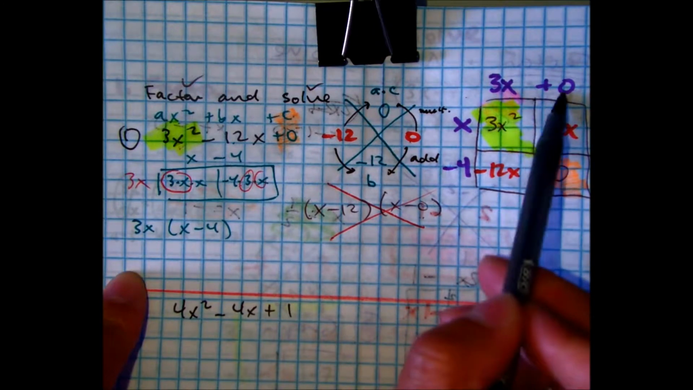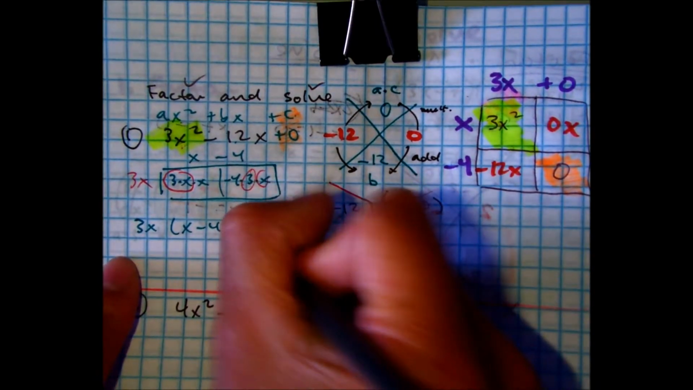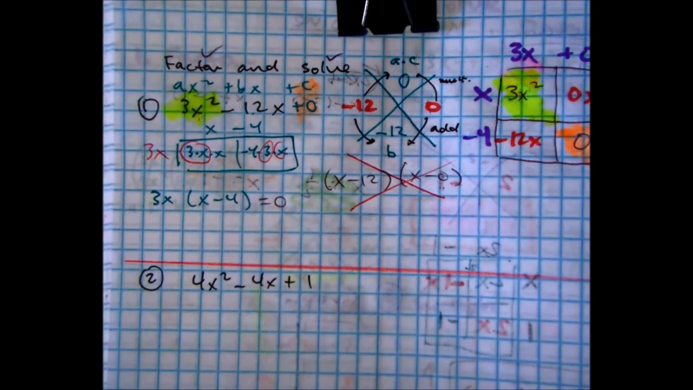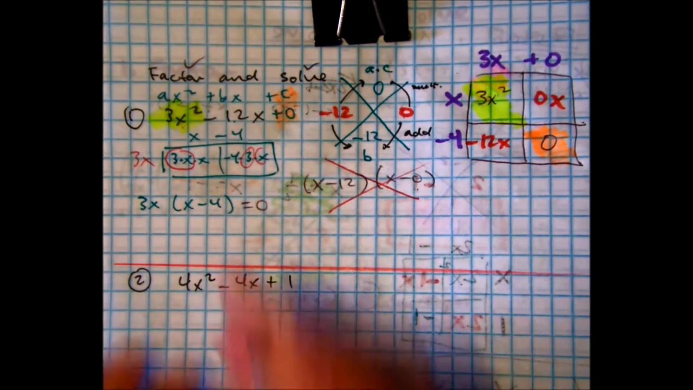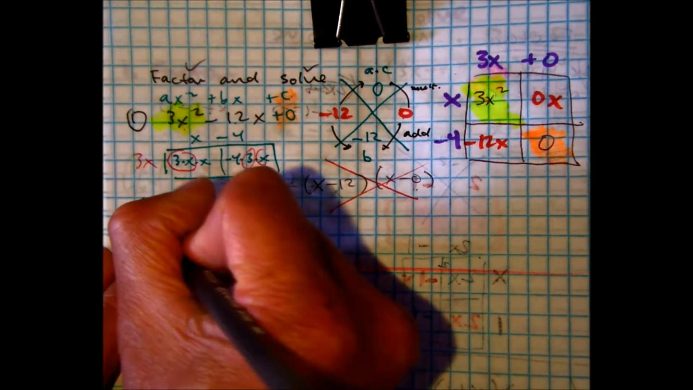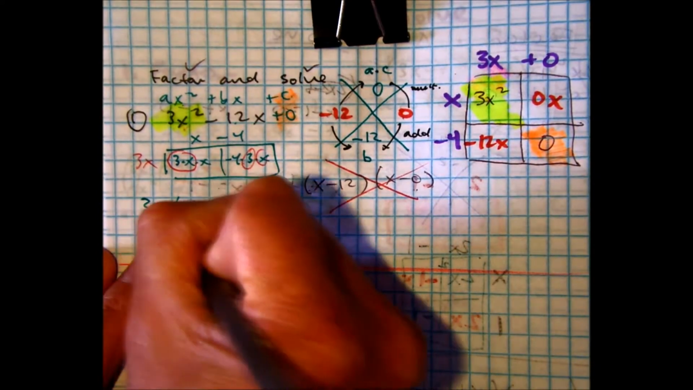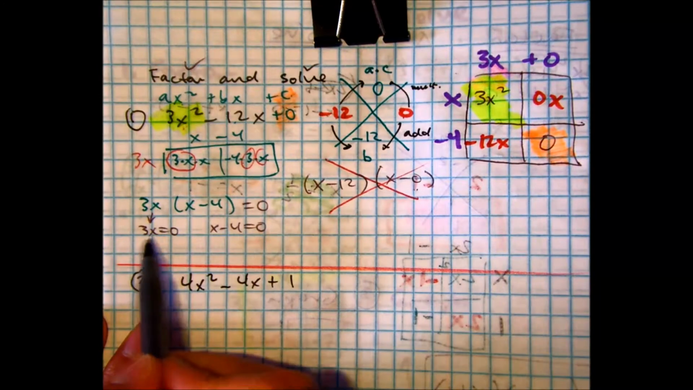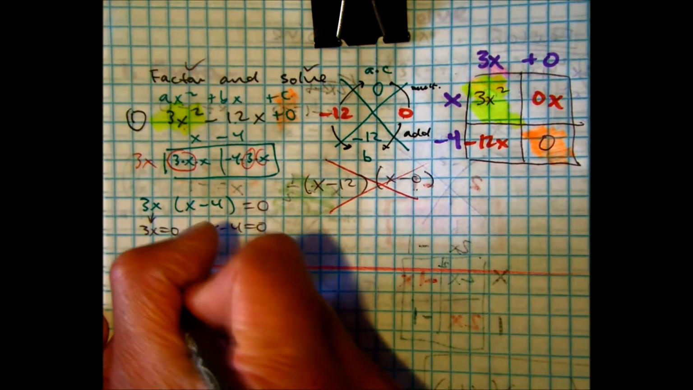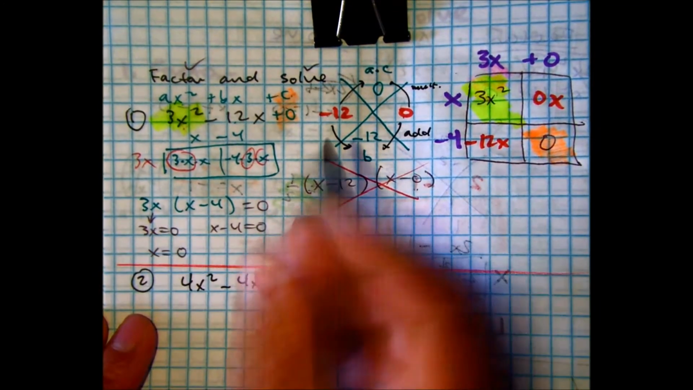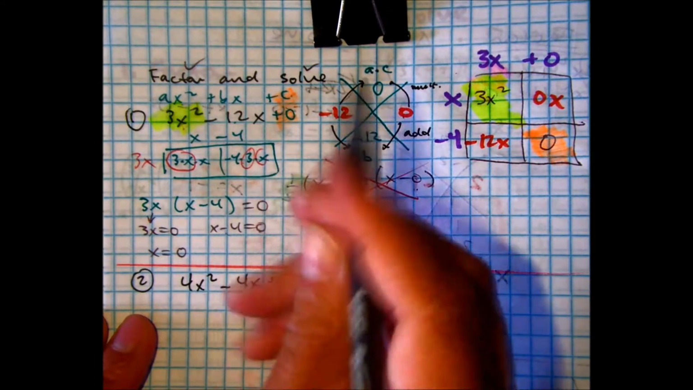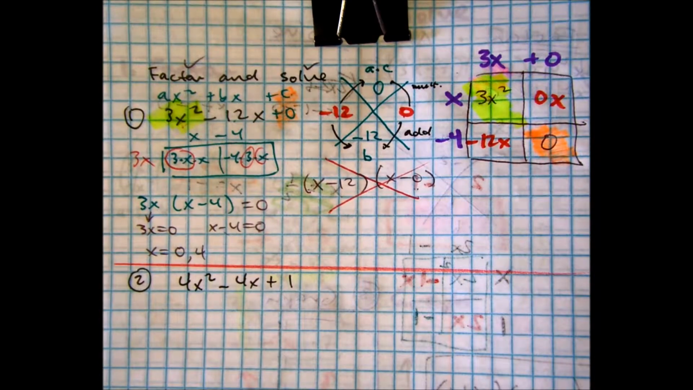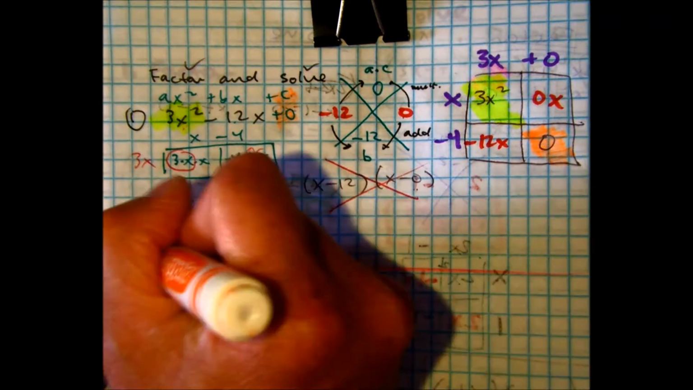I don't want to really write that plus 0. It's not needed. And to solve, I'm just going to set it equal to 0. Now I'm going to apply the zero product rule, yesterday's lesson. 3x equals 0. X minus 4 equals 0. If you divide by 3 on both sides, x is equal to 0. And if you add 4 on both sides, x is equal to 4. My answers for this problem are 0 and 4.